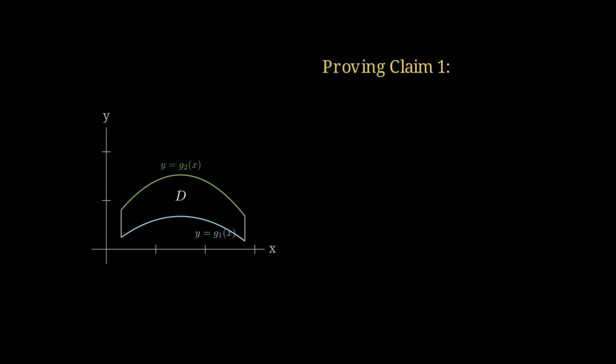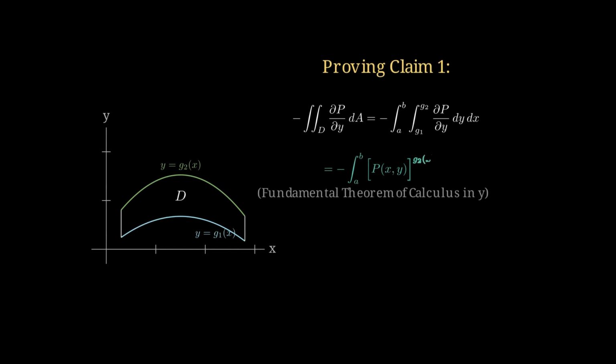Look at our region D. For a vertically simple region, and our disk is certainly 1, every vertical line you draw through D enters at a bottom boundary curve. Now look at the inner integral. We are integrating the partial derivative of P with respect to y, and just like that, claim 1 is proved.